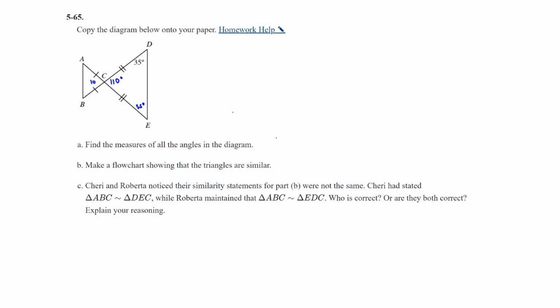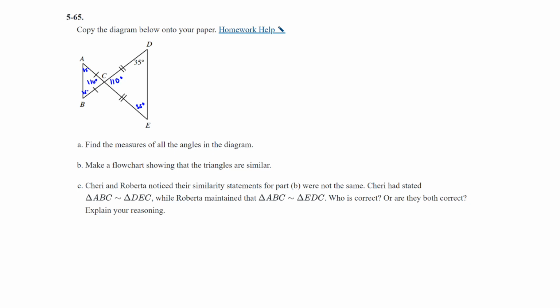Then you have your vertical angles, so that makes that 110 degrees. And since that little triangle is an isosceles triangle, then we have 70 left, so we have to split it up into 2 parts again, and that makes that 35 degrees as well. Part B, make a flow chart showing that the triangles are similar.